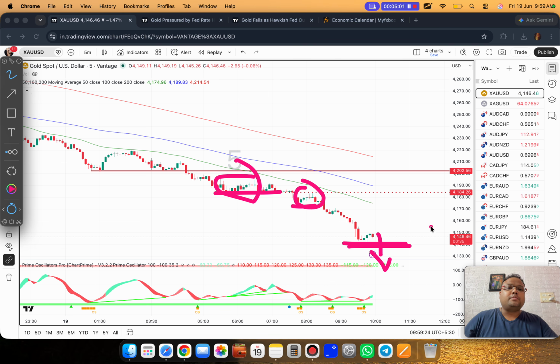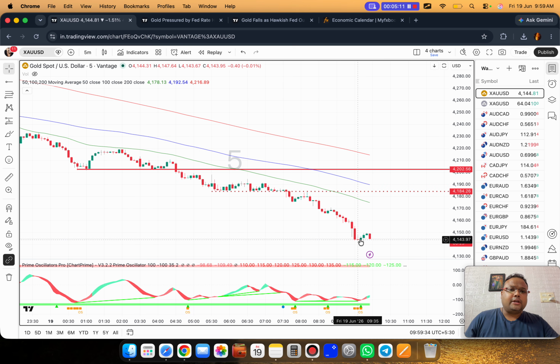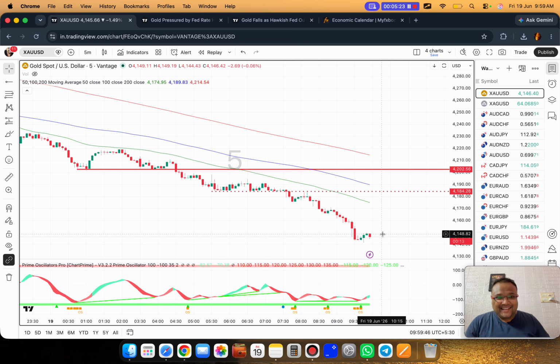market is super weak. For example, right now the market is consolidating a little bit after taking support at 4141. So if the market breaks 4141, we can look for a sell position. I have been doing this since 6 a.m. in the morning. So you can do that as well.